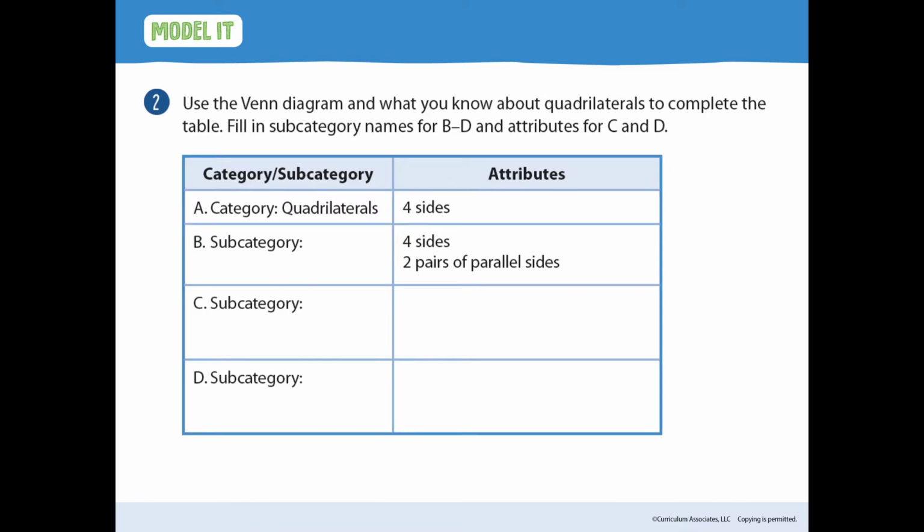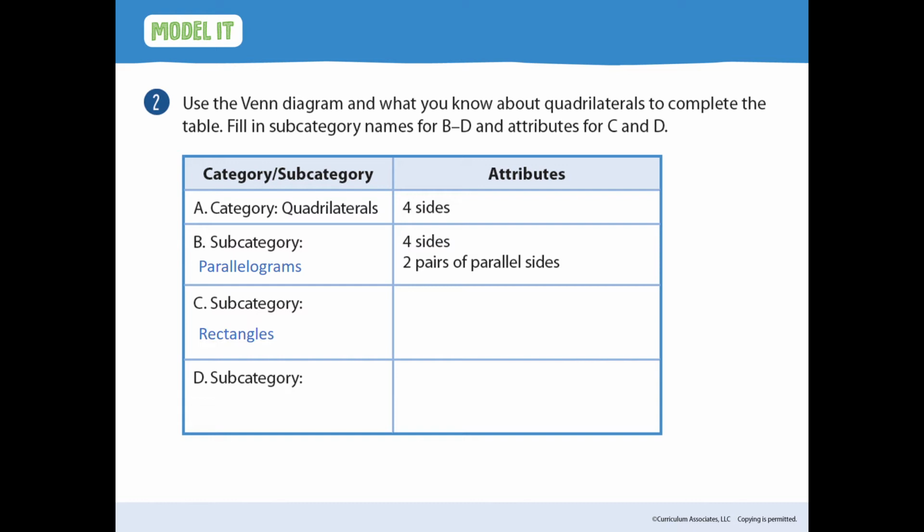Number 2, use the Venn diagram and what you know about quadrilaterals to complete the table. Fill in subcategory names for B through D and attributes for C and D. So the biggest category, A, is quadrilaterals. Attributes of quadrilaterals are that they have 4 sides. The first subcategory under quadrilateral would be parallelograms. Parallelograms have 4 sides and 2 pairs of parallel sides.